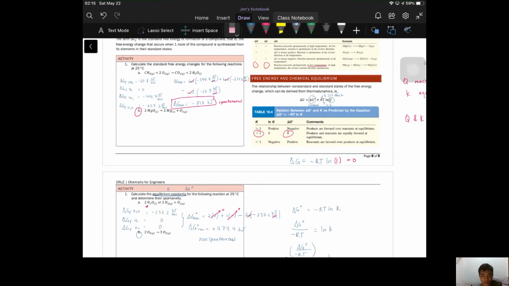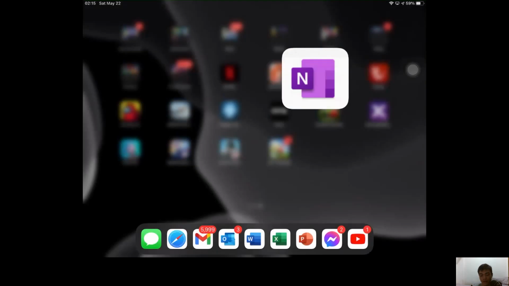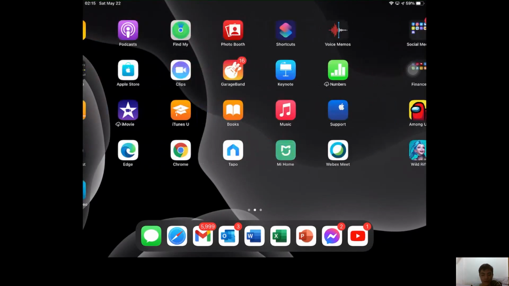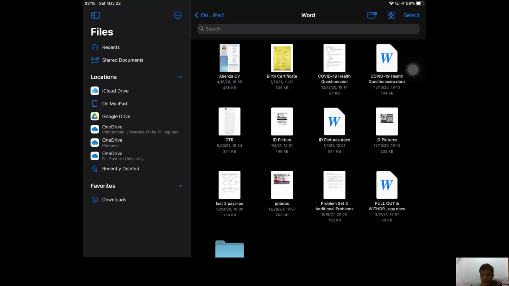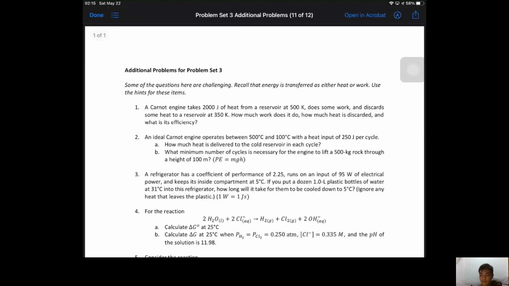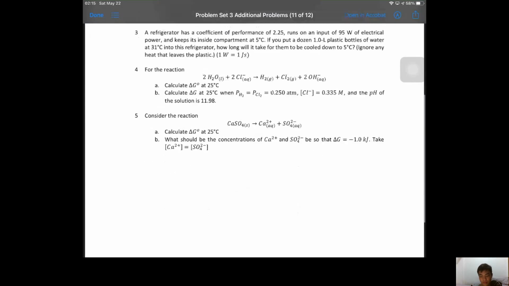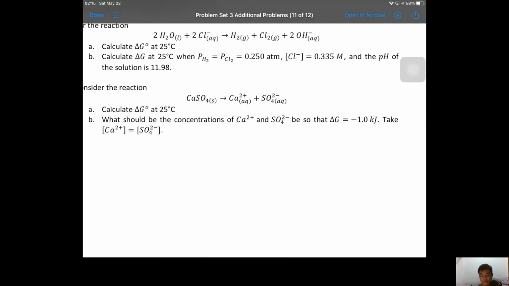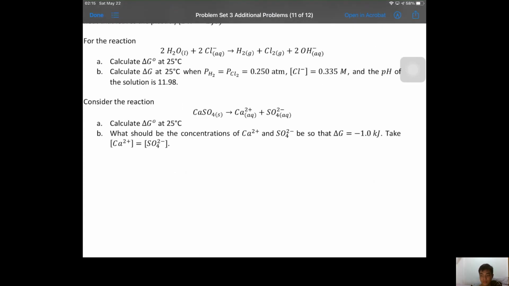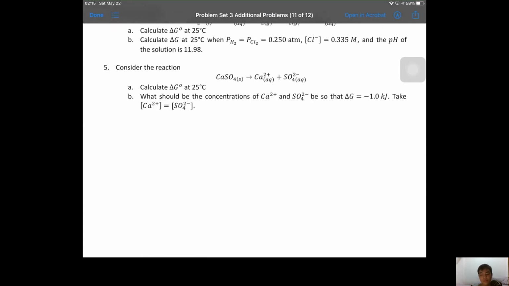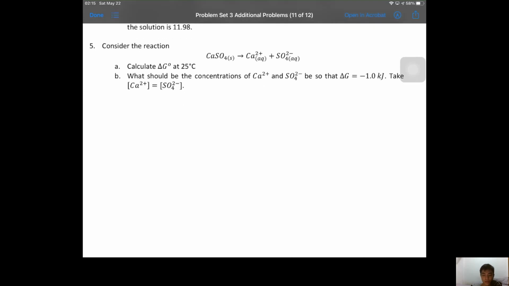Siguro, sagutan ko yung isang problem sa inyong assignment. Okay. Para naman alam nyo kung ano gagawin nyo. Pero that's it. Tapos na tayo sa ating discussion. Let me answer one problem na lang. So, siguro itong number 5, tulungan ko kayo dito magsagot sa number 5.